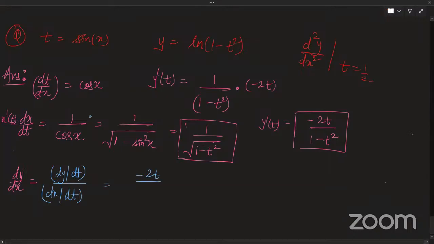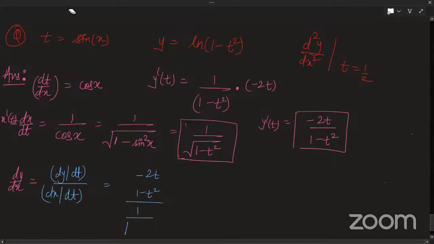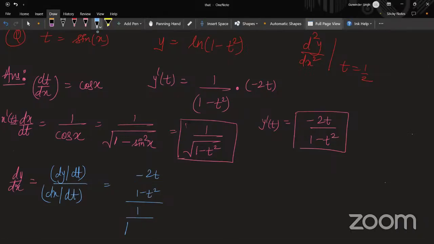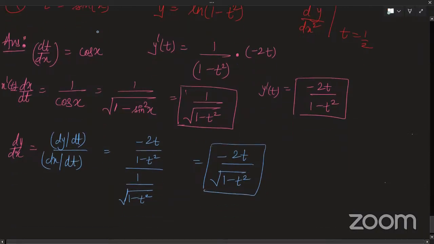So I'll get t by square root of 1 minus t square divided by 1 minus t. Okay, just a minute. Over here we did not have a square, right? Whole by square root of 1 minus t square. So my final answer came out to be minus 2t divided by square root of 1 minus t square. Fine. This is all I have.